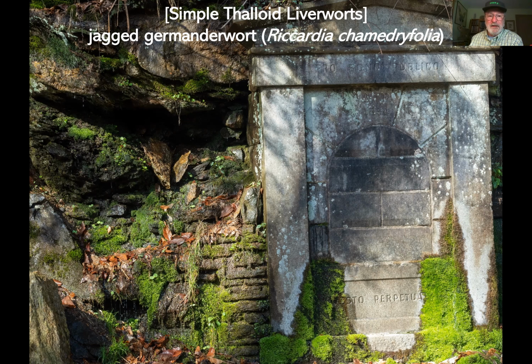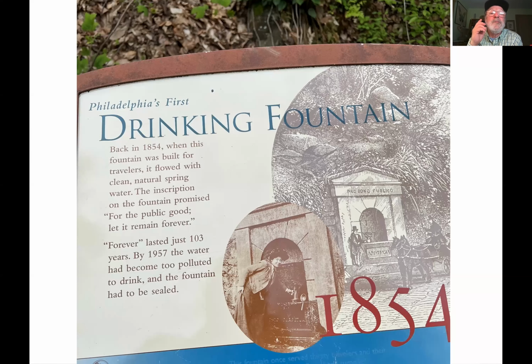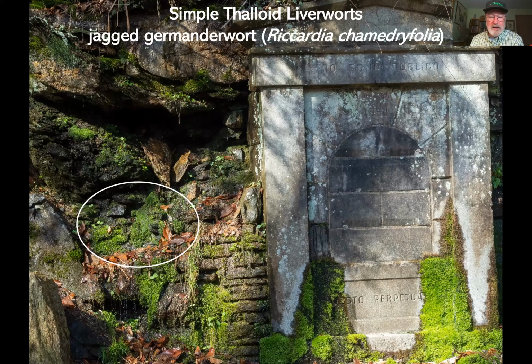And there's this structure there that's called Philadelphia's first drinking fountain. And it explains that back in 1854, when this fountain was built for travelers, it flowed with clean, natural spring water. The inscription on the fountain promised, "For the public good, let it remain forever," and explains that forever lasted just 103 years. By 1957, the water became too polluted and they had to seal up the fountain. Boo.